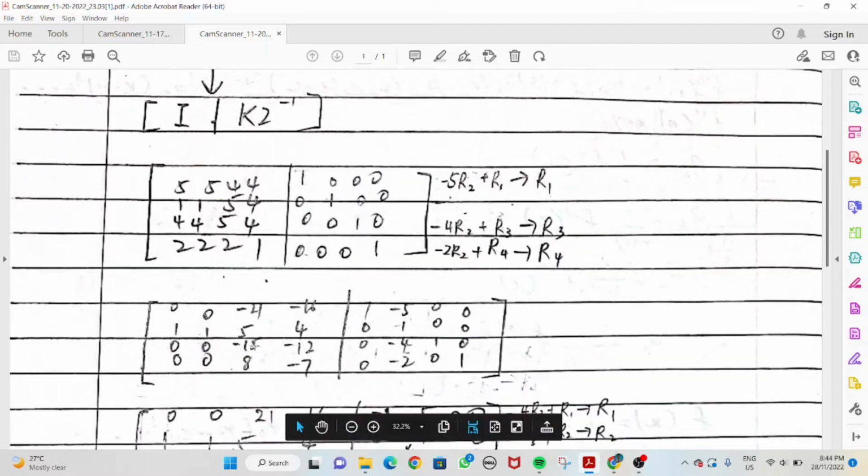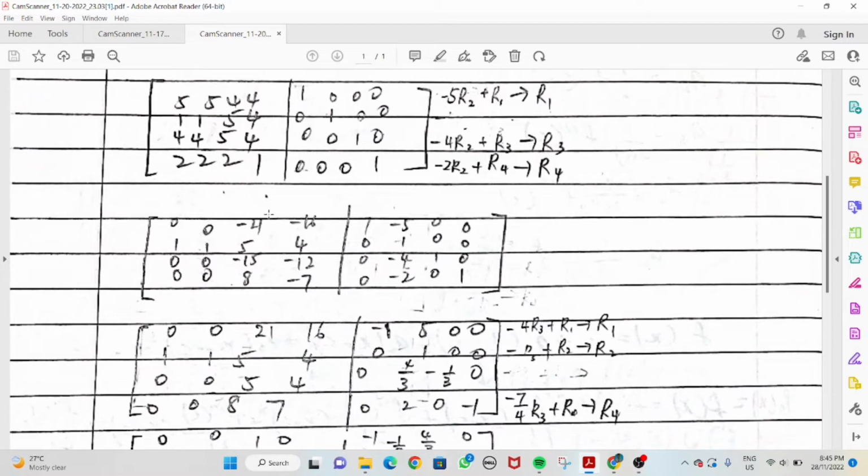So first we'll start by using the method where we replace a row by the sum of itself and a multiple of row 2. This method will be applied to row 1, row 3 and row 4. Row 2 is the constant, which is the multiple, which we will multiply with -5, -4 and -2. Thus we will get the new answer for R1, R3 and R4, which is this.